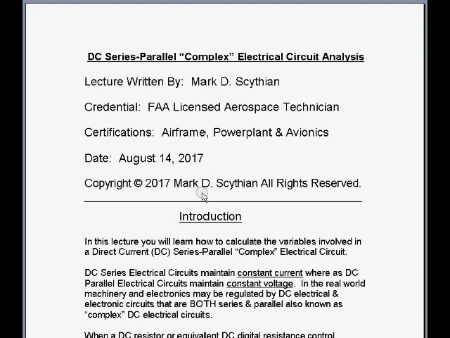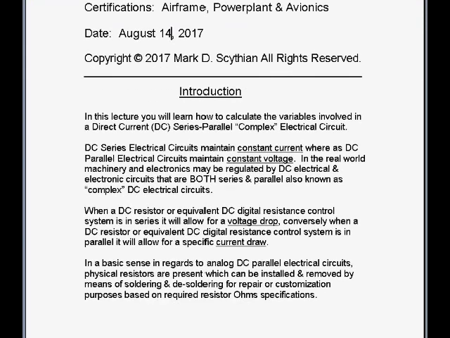In the real world, machinery and electronics may be regulated by DC electrical and electronic circuits that are both series and parallel, also known as complex DC electrical circuits. When a DC resistor or equivalent DC digital resistance control system is in series, it will allow for a voltage drop. Conversely, when a DC resistor or equivalent DC digital resistance control system is in parallel, it will allow for a specific current draw.